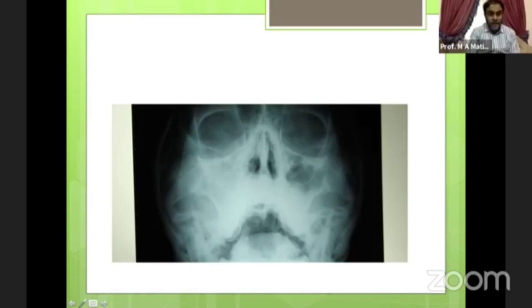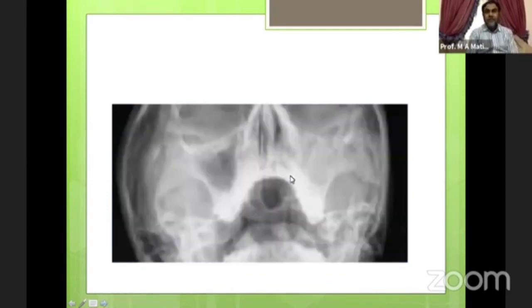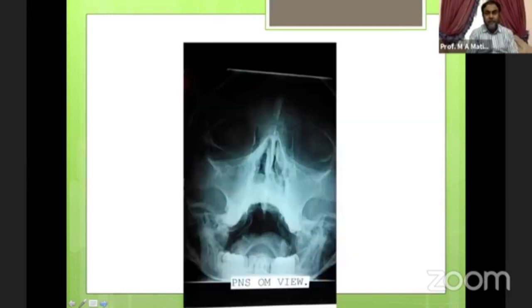Another X-ray. This is an X-ray paranasal sinuses, occipitomental view, showing haziness in the right maxillary sinus. Other sinuses are radiolucent or normal. So my diagnosis is right-sided chronic maxillary sinusitis. There is no air and fluid level. Next is an X-ray paranasal sinuses showing haziness in the left maxillary sinus. So chronic maxillary sinusitis, left side. This is haziness in both maxillary sinuses as well as haziness in the frontal sinus. So my diagnosis is pansinusitis.